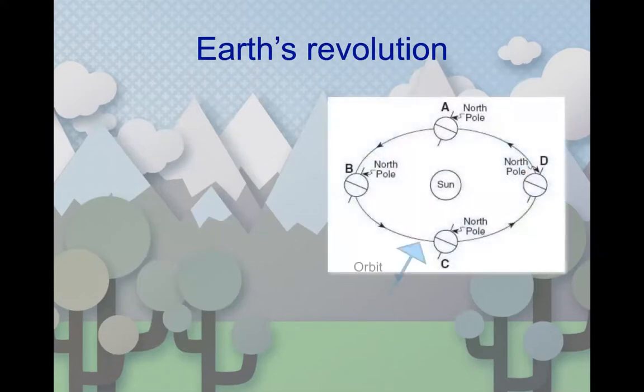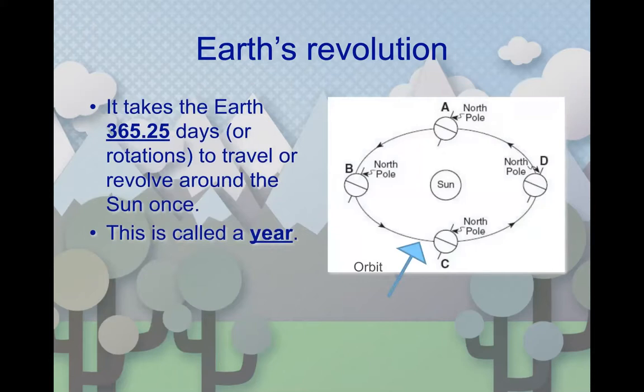Now, when we talk about revolution, we're talking about moving around an object, okay? It takes the Earth 365.25 days to travel or revolve around our sun once. This motion, this movement, taking that period of time to complete, it is actually called 1 year. And if you look at the image, you can see that it actually is an orbital movement that our planet is actually doing around our sun.